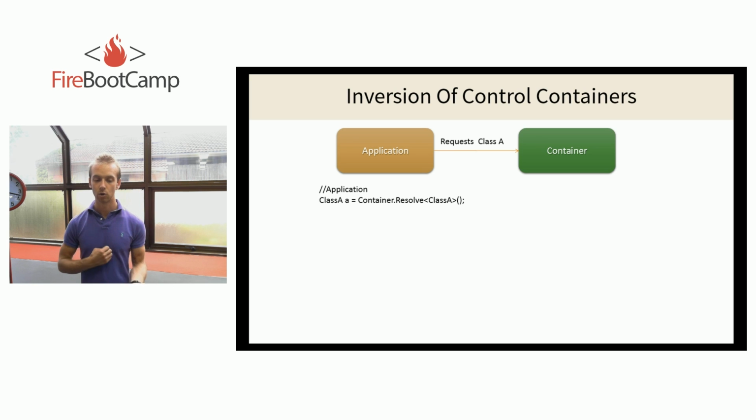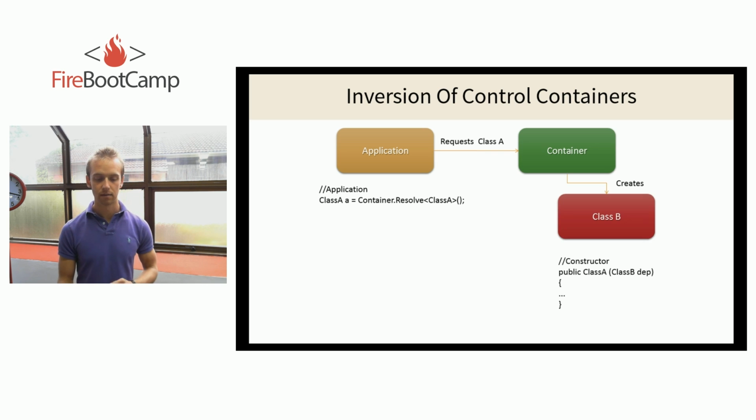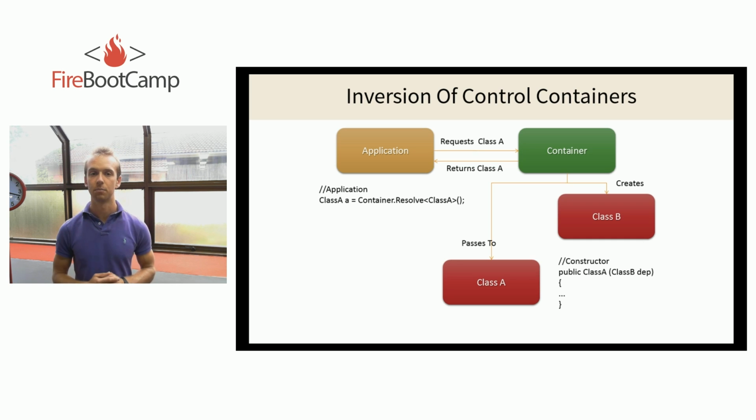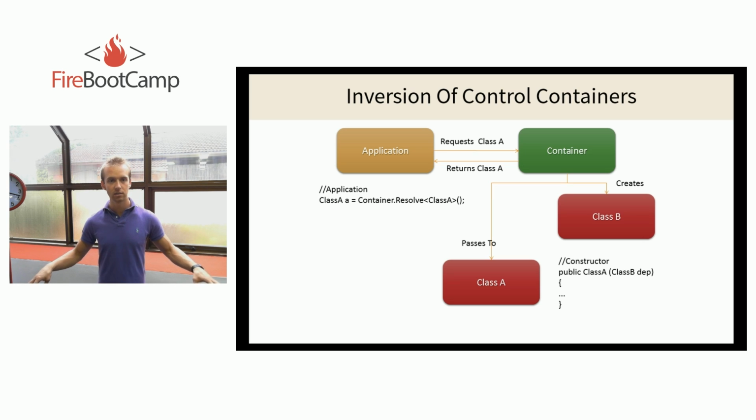So the application requests a class A. We use a thing called a container to do this. So some framework thing. And we say, hey, we want a class A. The container goes and creates class B, passes that to class A, and then returns that back to the application. So it's also nice in that we can have these nice single responsibility little classes sitting around the place, but we don't have to go and create them manually.